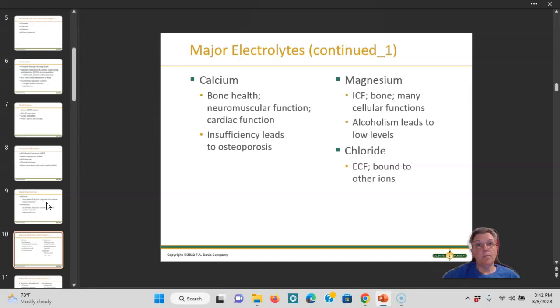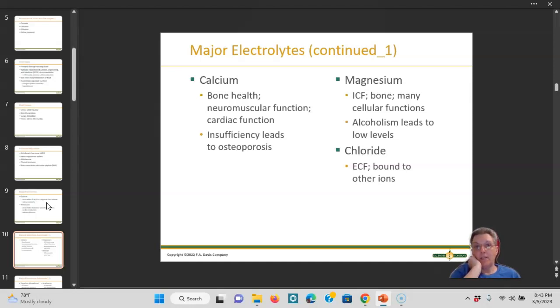Calcium is for bone health, and calcium tends to work in the neuromuscular function and the cardiac function as well. Insufficiency leads to osteoporosis. So too much calcium, too little calcium, you can have neuromuscular issues. So when you tap the cheek, called Chvostek's sign, if there's tetany of muscles, tightening of muscles, that's how you know that it's too high.